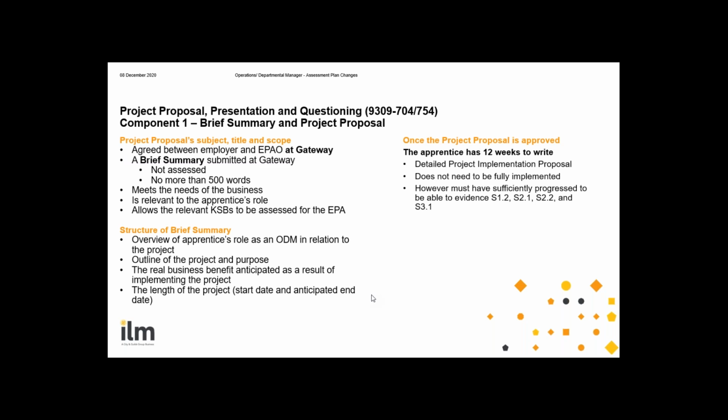So once it is accepted, the apprentice will have 12 weeks to write and submit the project proposal together with a presentation document, which I will tell you more about later on. This project proposal needs to be a detailed project implementation proposal that does not need to be fully implemented. The only actual bits that need to be fully implemented at EPA stage are related to the skills 1.2, 2.1, 2.2, and 3.1.